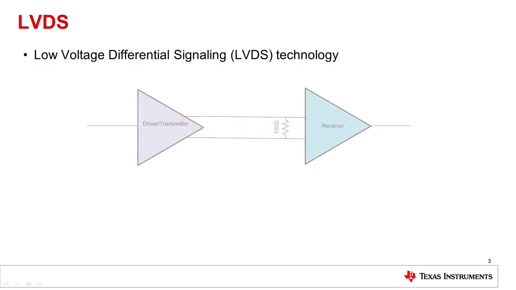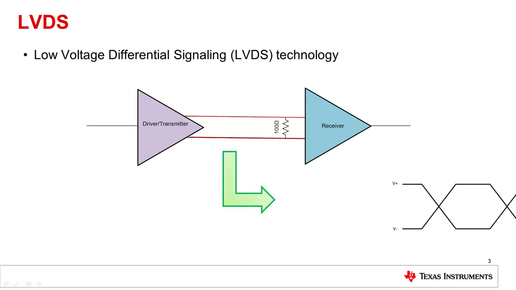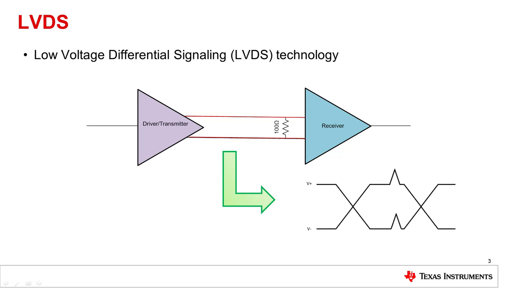Low voltage differential signaling, or LVDS technology, connects a driver and a receiver together with a differential pair that is closely coupled. When external noise is present in the environment, both wires will receive a nearly equal amount of noise. Since the receiver only cares about the voltage potential between the two wires, the external noise will be canceled.